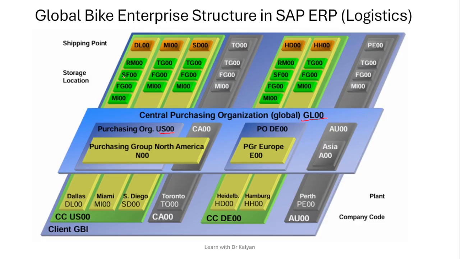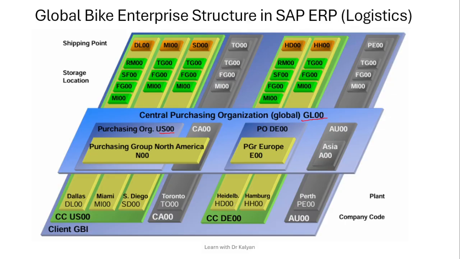So these are called storage locations. Likewise, there are different storage locations for the plant in Miami: RM00, SF00, FG00, MI00. Similarly, for the plant in San Diego: RM00, SF00, FG00, MI00. Likewise for Canada's plant, and similarly for the European plants as well: RM00, SF00, FG00, MI00. These are the different storage locations for the plant HD00, likewise for Hamburg, and similarly for the Australian company.